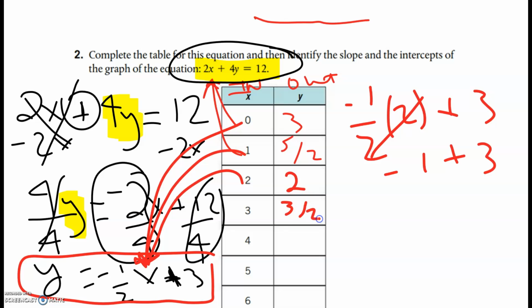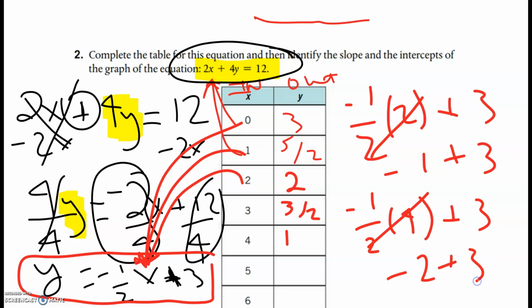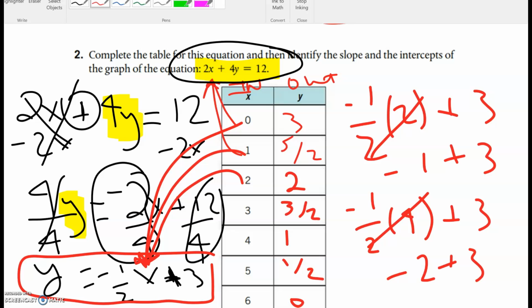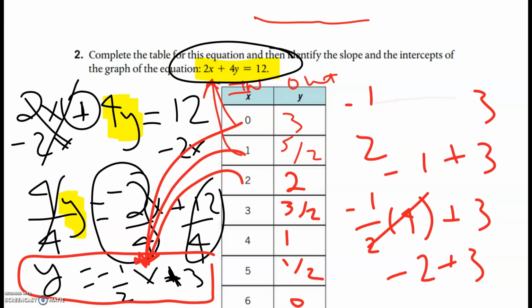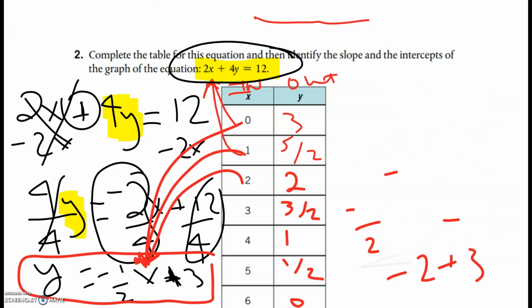You just type it in your calculator. So like again, with 4, I would sub in 4. I could get a negative 2 plus 3, and that's where my 1 came in. And then I have, what, a half and 0. All right, so I can fill this out. Now, if I want the equation for this, I can do that as well. So I solved for the equation.